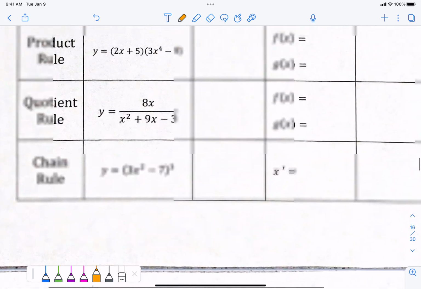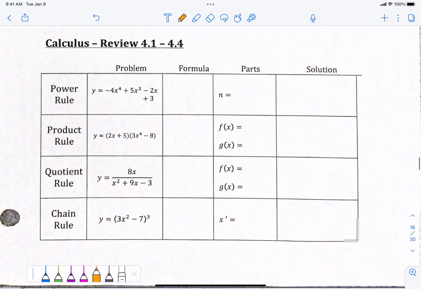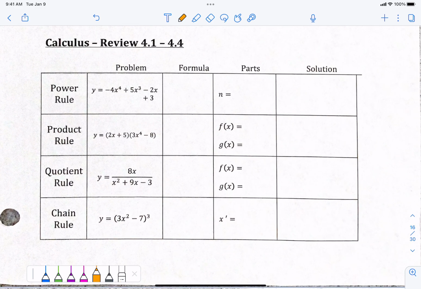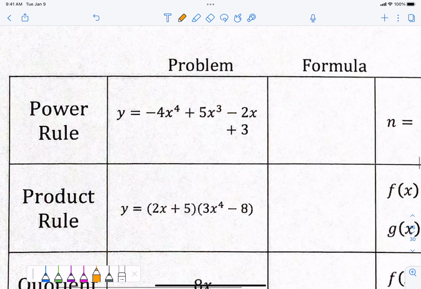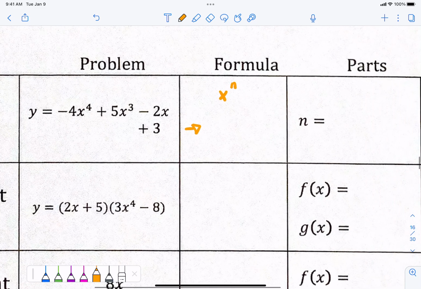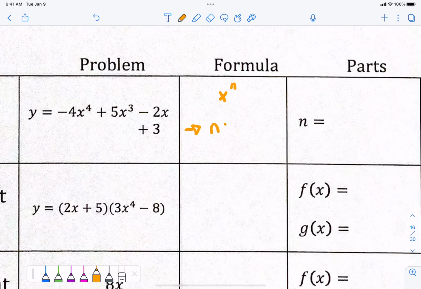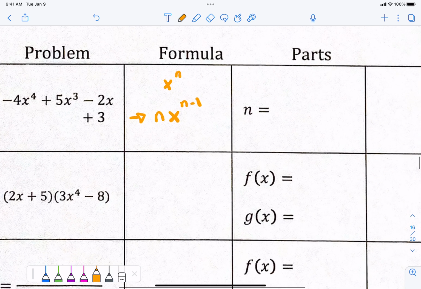Okay. All right. Let's go back up to this little half sheet of paper. This is going to be your little cheat sheet, okay? All right. So here is your problem. And the formula for the power rule is when you have x to the nth power, what's the derivative look like? N times x to the n minus 1. Okay. What does n stand for? A number. Whatever the exponent is.